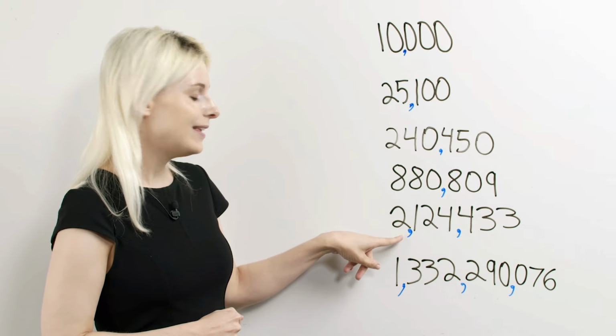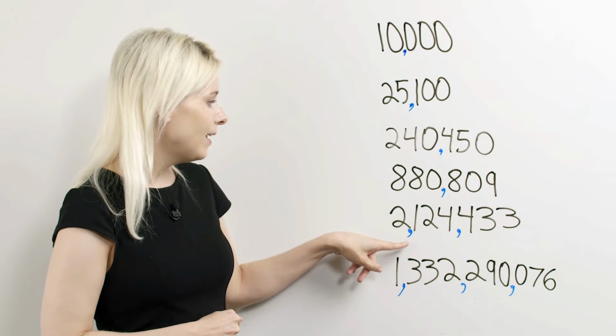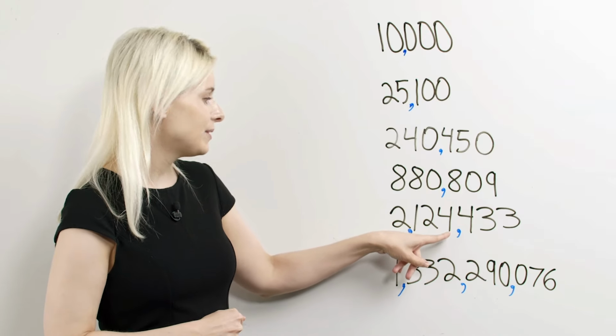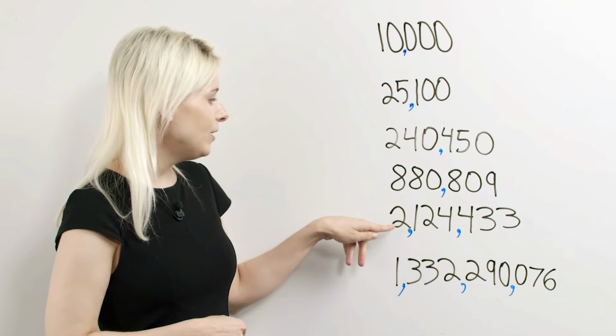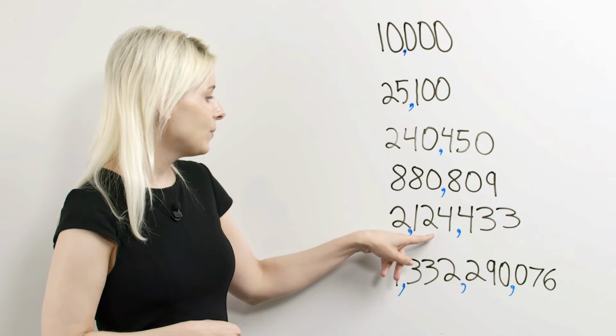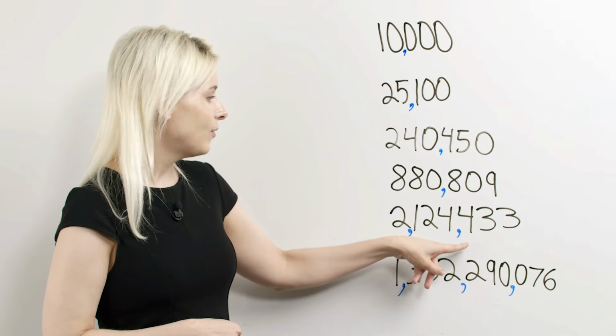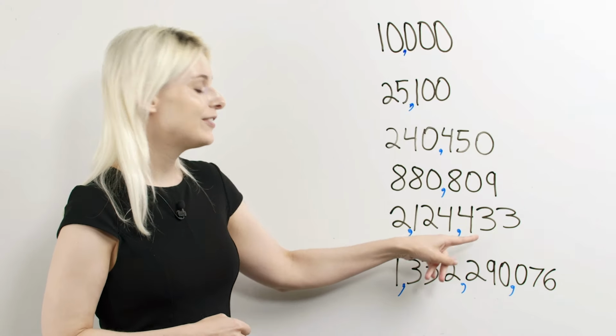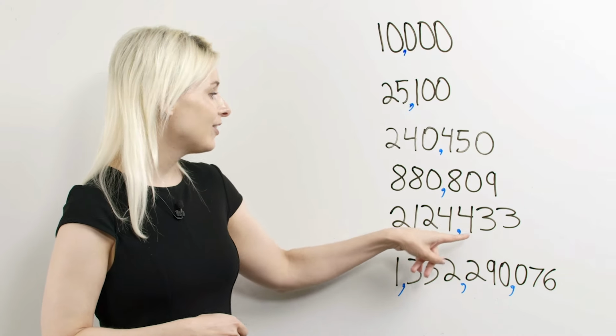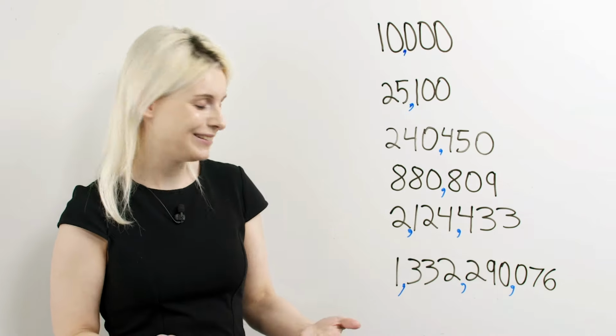All right, this number's got 2 commas. So we know that this comma means million, and this comma means thousand. So we can read it quickly and easily. 2,124,433. Next in the pattern, 434, 435, and so on.